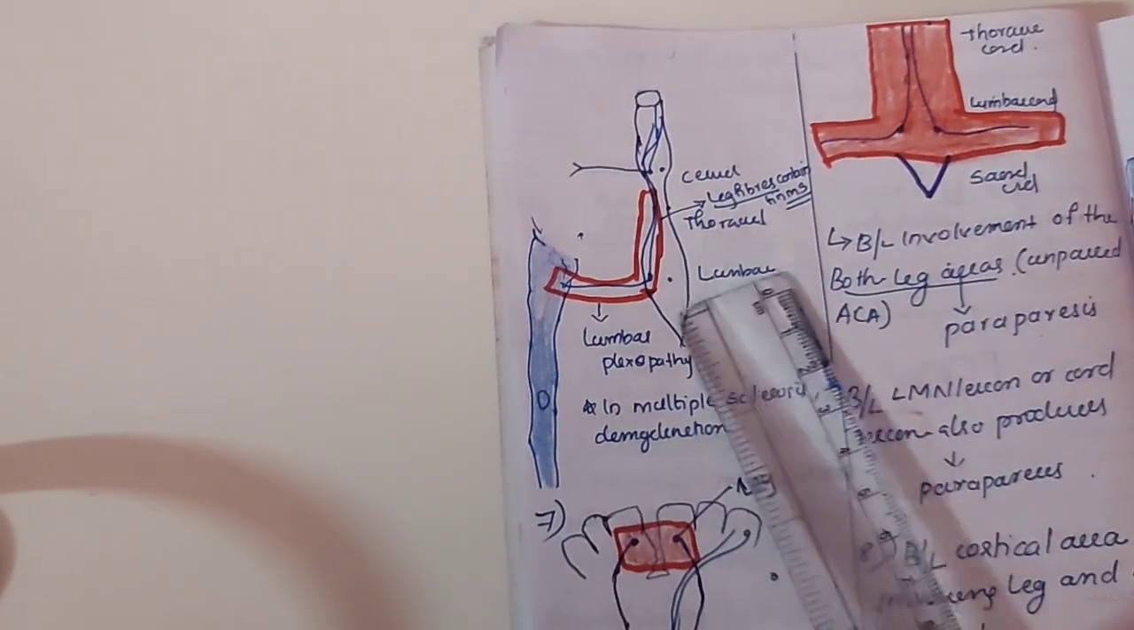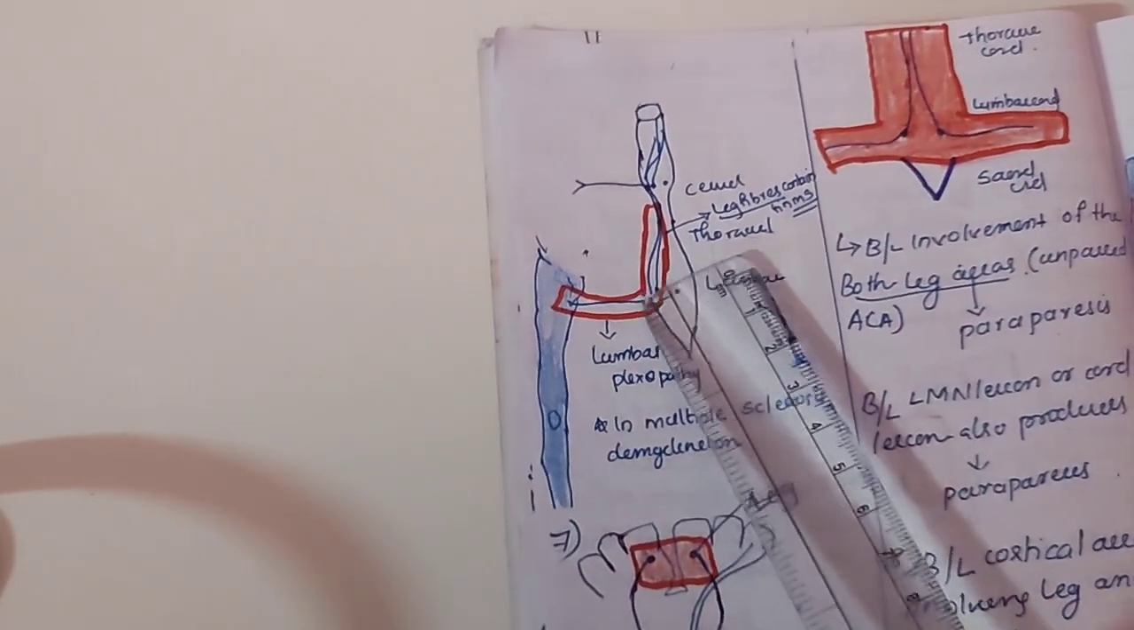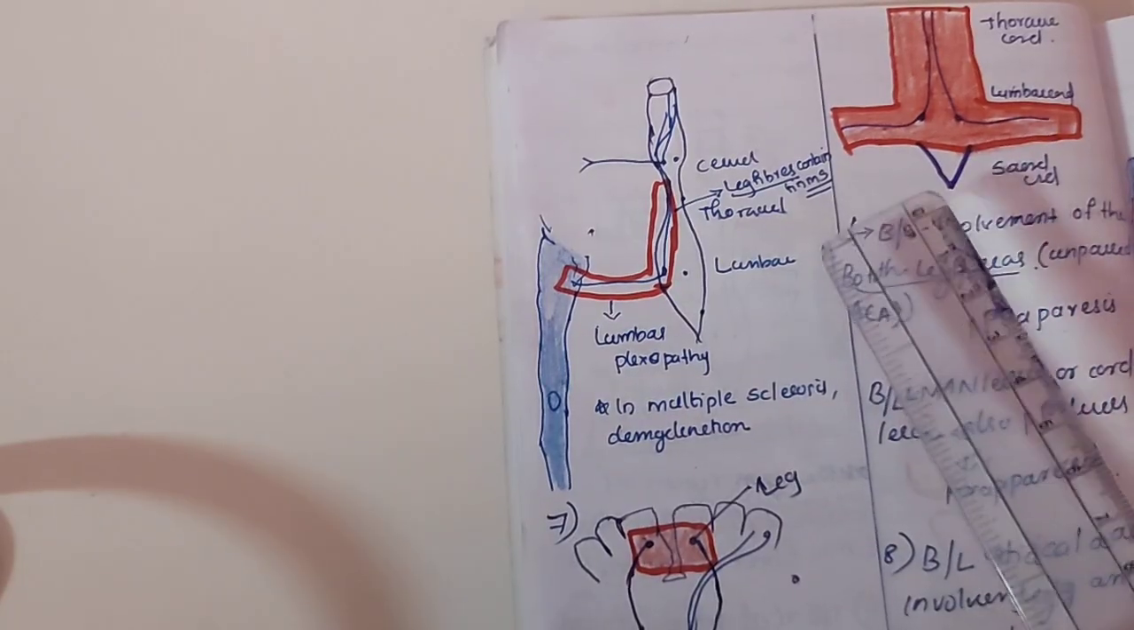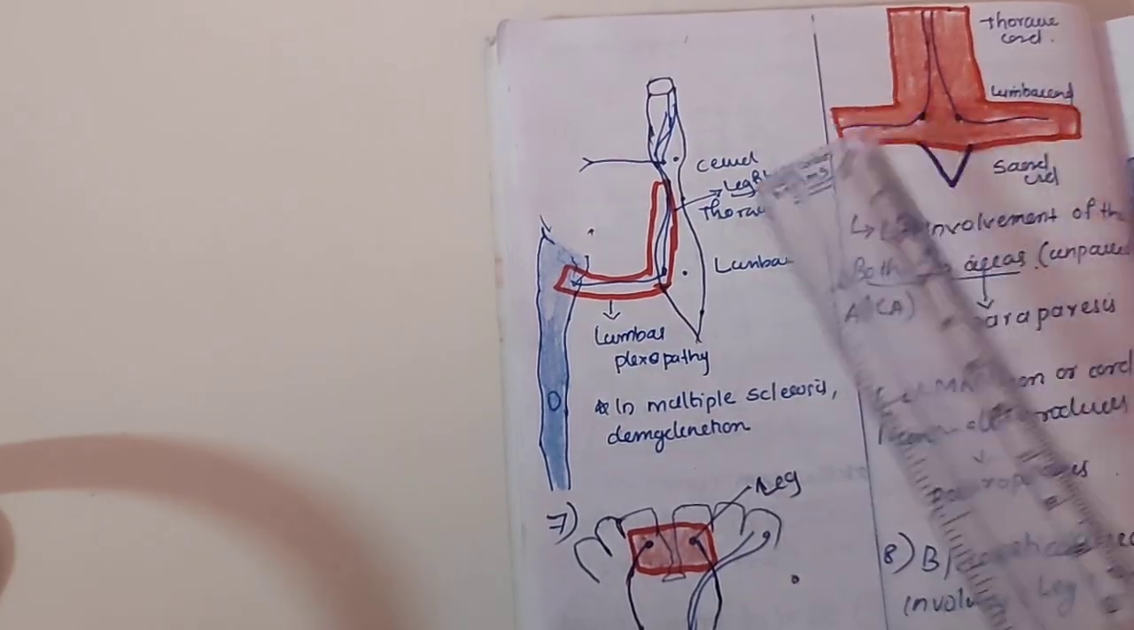So this is a figure showing the lesion at the lumbar plexopathy. Okay, as noted, here only the leg area is affected, in this region.